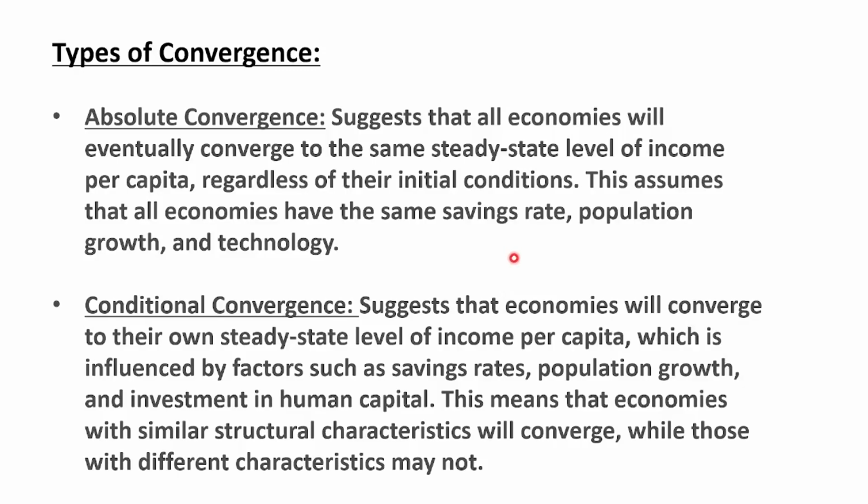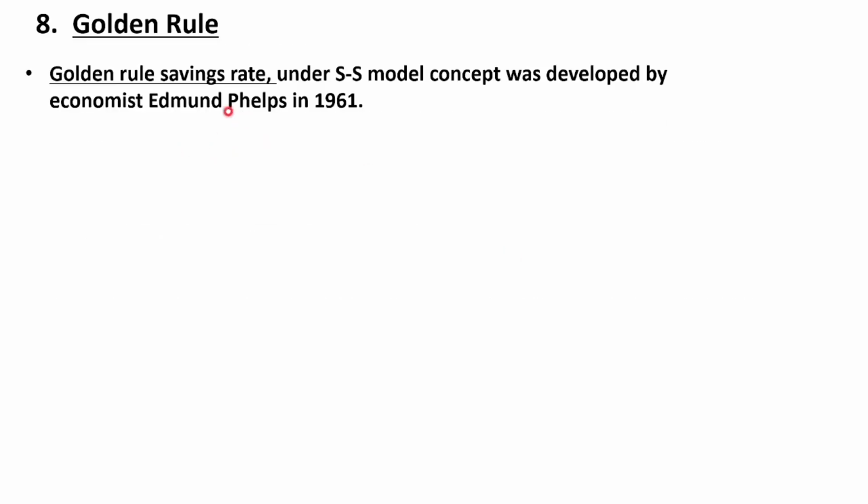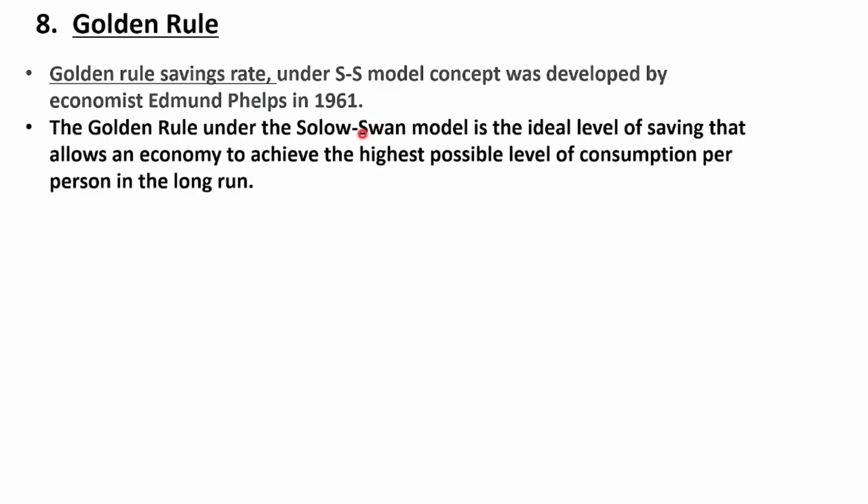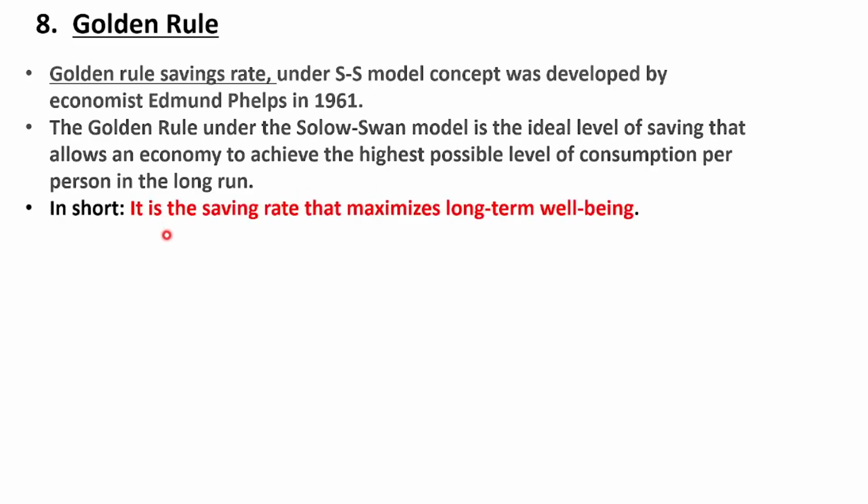Okay, now let's go to our second last heading, golden rule saving rate. The golden rule saving rate under the SS model concept was developed by economist Edmund Phelps in 1961. The golden rule under the Solow-Swan model is the ideal level of saving that allows an economy to achieve the highest possible level of consumption per person in the long run. So in short, it is the saving rate that maximizes long-term well-being.